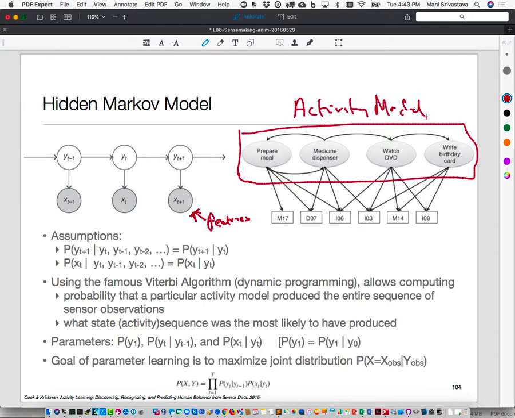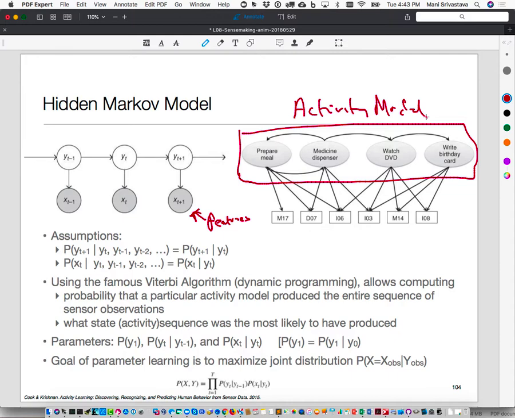Which activity can follow which activity? And generally speaking, there will be some probabilities out here. So like from medicine dispenser, maybe more likely I will go to prepare a meal than to watch a DVD. Most things like that are possible. So there would be some sort of an underlying grammar of life, if you may, which places constraints on our activities. Not every activity to another activity is equally likely. There is some shape and form, some constraints that exist.